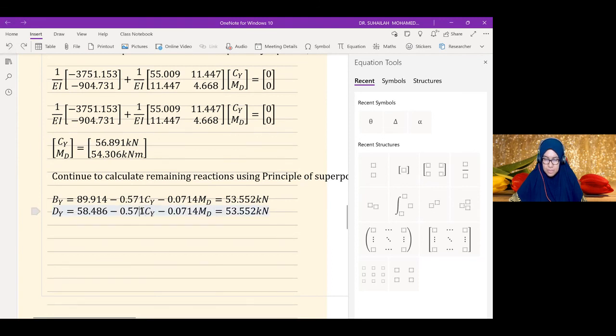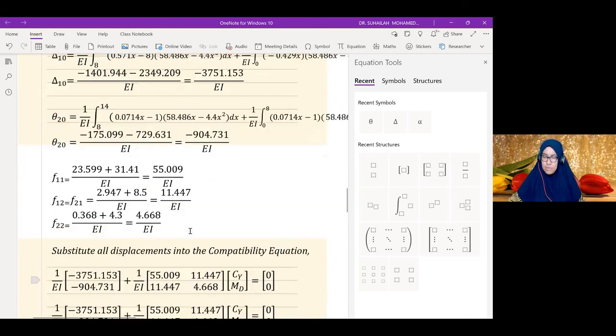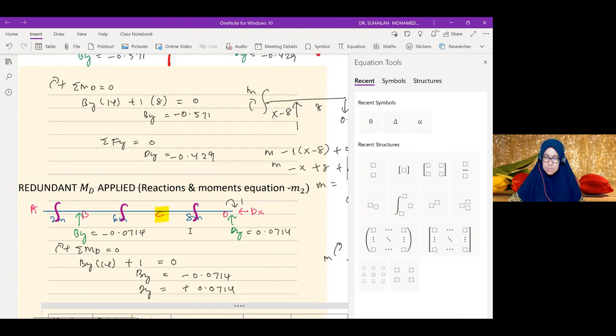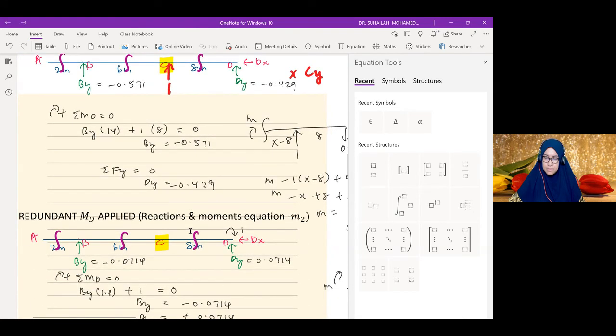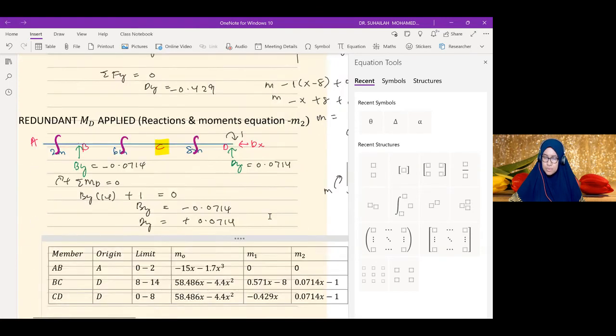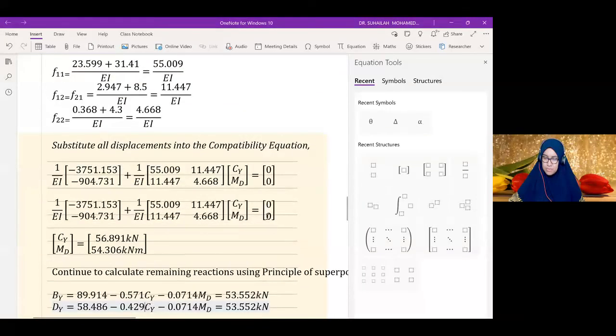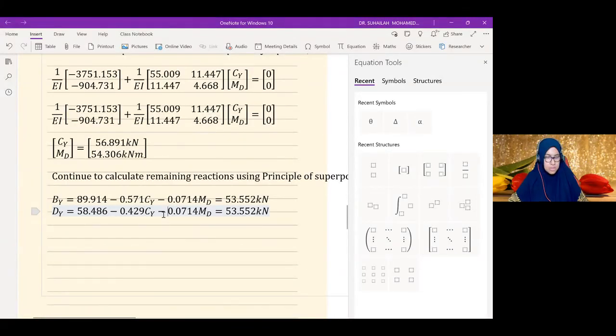Negative 0.429, and dy is positive 0.0714. This is positive. Okay, one positive, one negative.